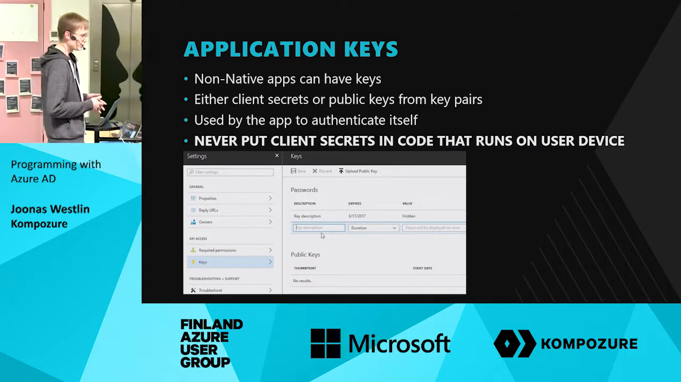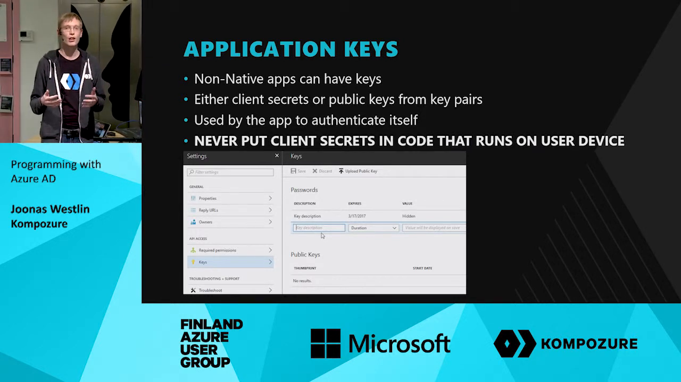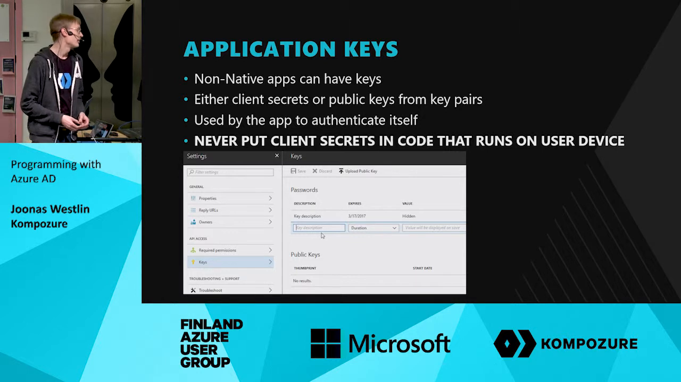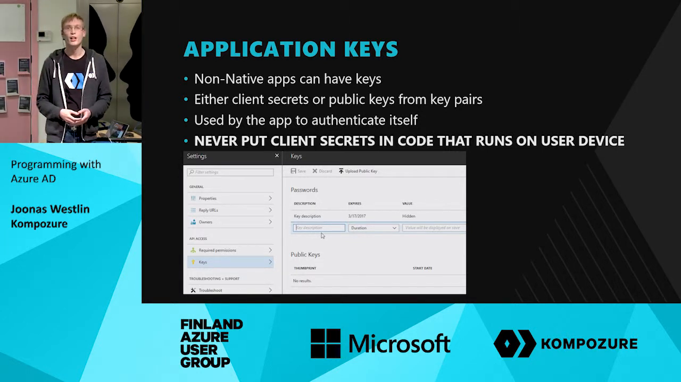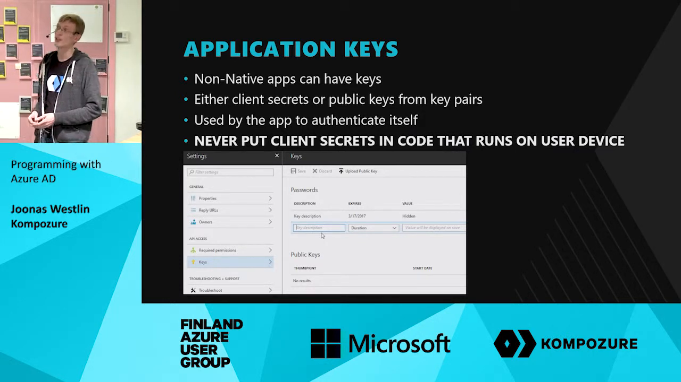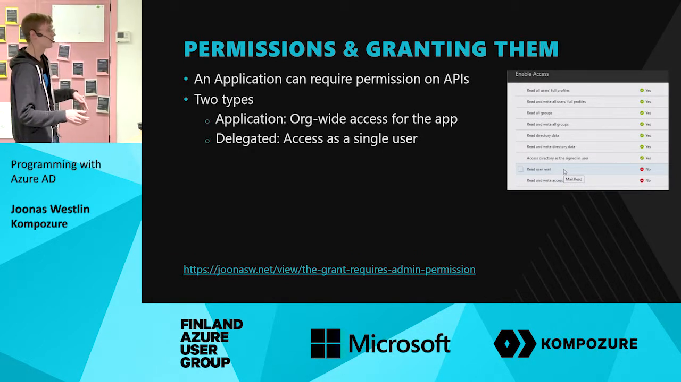Now, if your application needs to access things like, for example, files in their Office 365 account in OneDrive for Business or their emails in Outlook, your application can actually require permissions on APIs. Those APIs can be Microsoft APIs, APIs that you made, or APIs that another third party made.